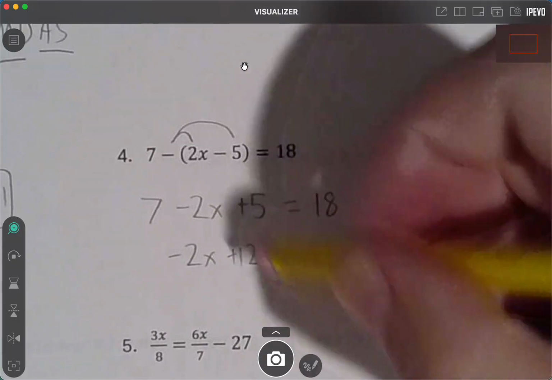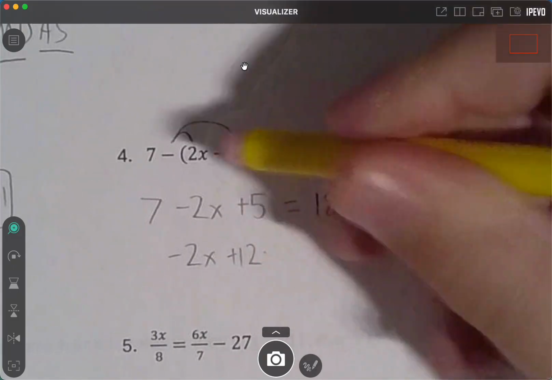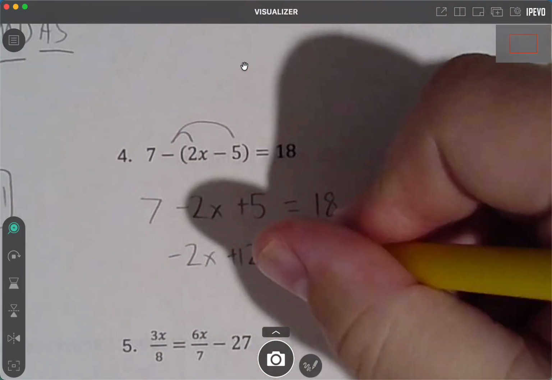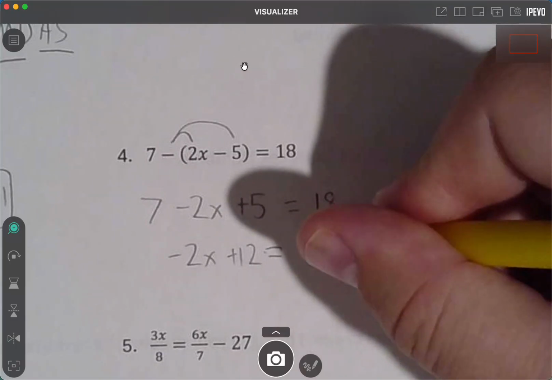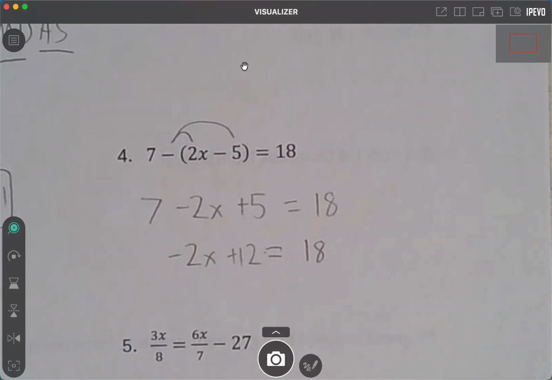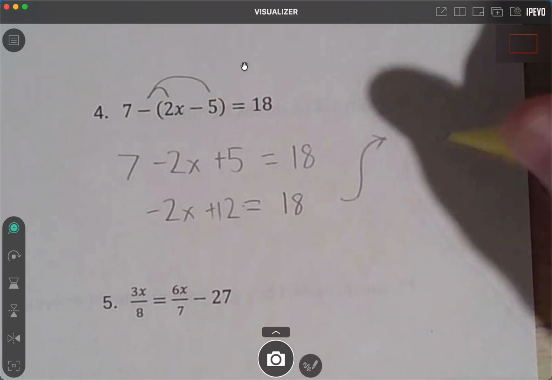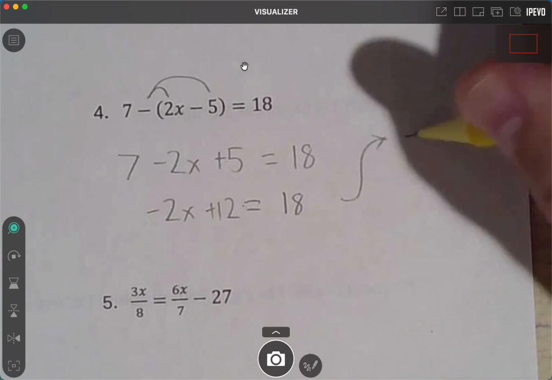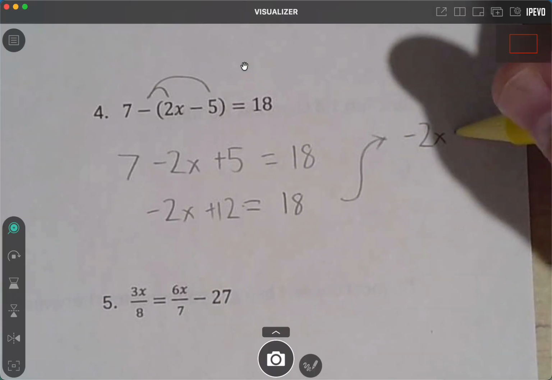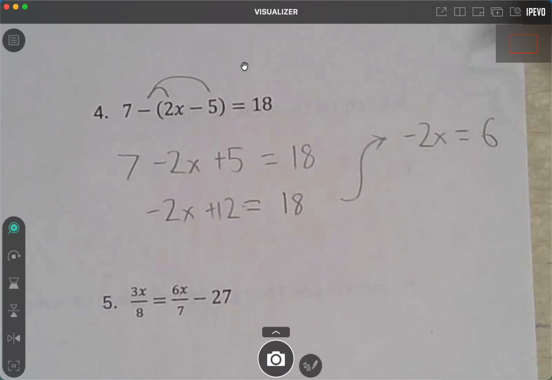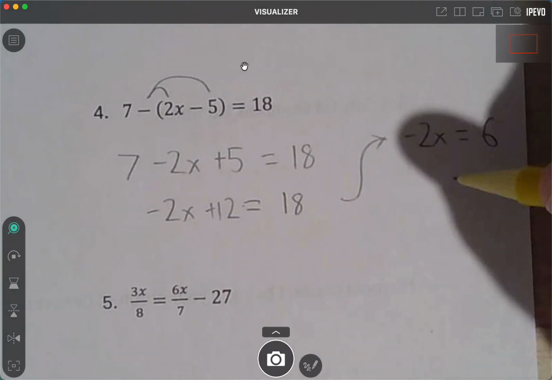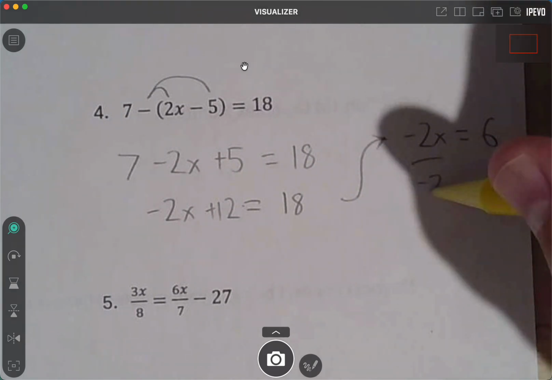Now, it doesn't matter whether you write the negative 2x first or the 12 first. What matters is that the 2x is negative and that the 12 is positive as we're going through that. Up next, now I will subtract the 12, and I'm going to start being, as I call it, a lazy mathematician, and not write out the full subtraction, but rather just show the result. All right, so we subtracted 12 from both sides, and then I'm going to divide both sides by negative 2.